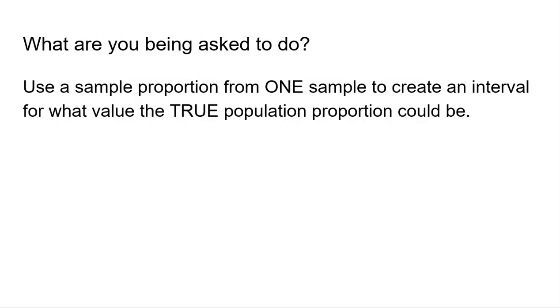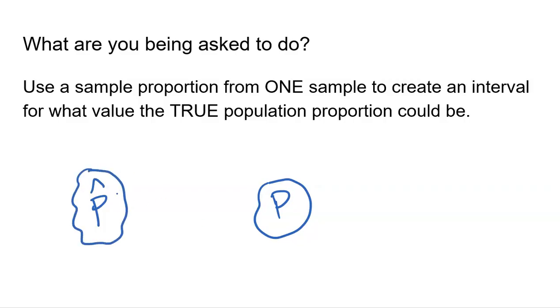All right, so first off, what are you being asked to do here? When you create a confidence interval, what is it you're doing? You're using a sample proportion, that's a p hat, a proportion from a sample, and you're using that to build an interval for what the true population proportion P could be. In most cases, it's hard to ever really know the population proportion of anything because populations are really big. Typically, we have a sample, and with that sample proportion, we can build an interval to try to estimate what that true population proportion could be.